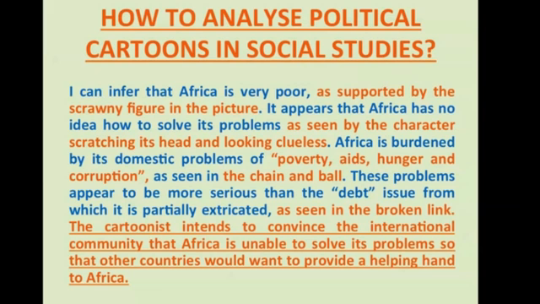Another possible inference you can make is, it appears that Africa has no idea how to solve its problems. And how can you back that up with an E, a piece of evidence? This is supported by the character scratching its head and looking clueless.